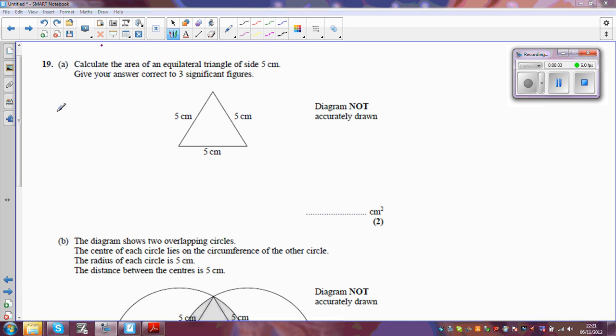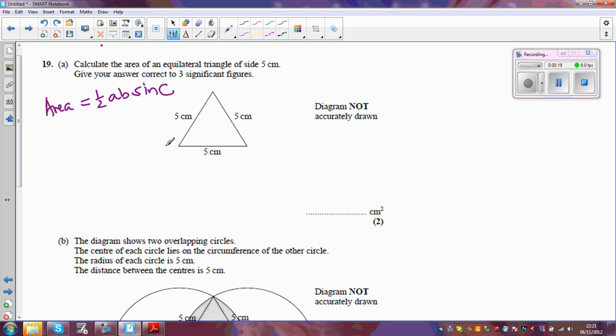Right, there are two different ways of finding the area of this triangle. One of them is using the formula which is in the front of your formula books, which says area is equal to half ab sine C. Okay, so I'm going to do this two different ways. Area is half ab sine C.